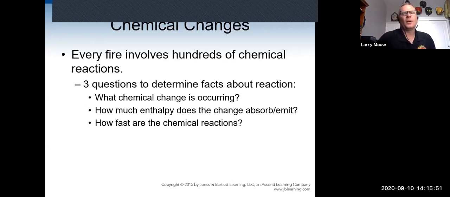In a fire, there are hundreds of chemical reactions that take place. Some of the things we look at are what chemical change is occurring. If we know what kind of products there are, we might be able to make some determinations about that chemical change and what the results are going to be. How much enthalpy or energy does that change absorb or emit? How much heat does it give off? And how fast are these chemical reactions going to take place?